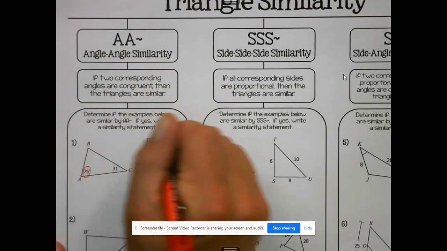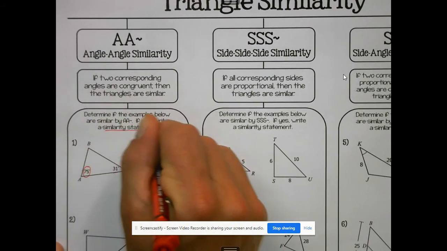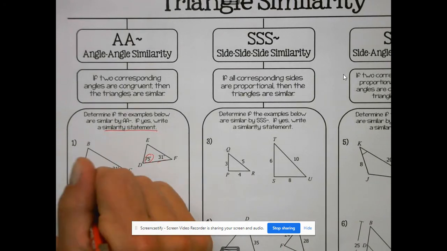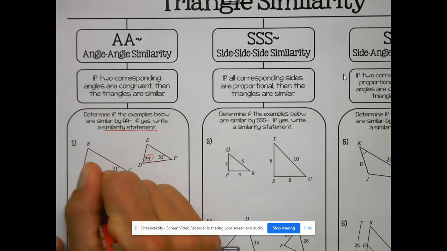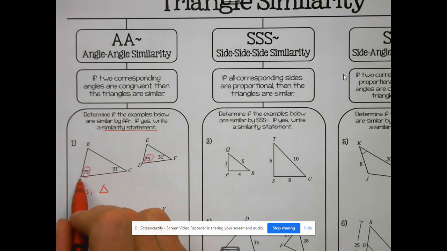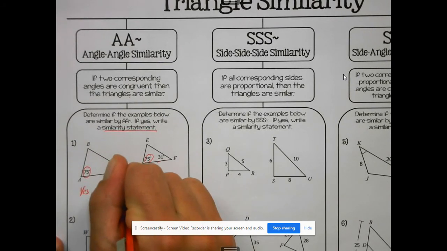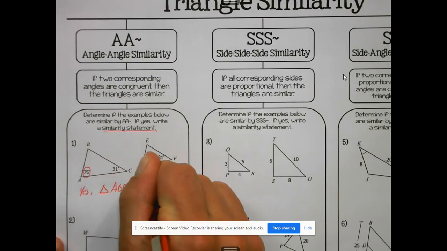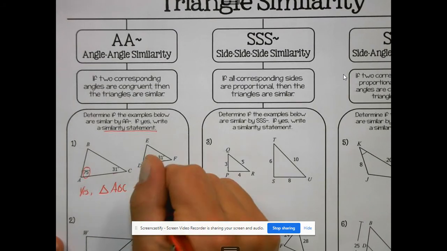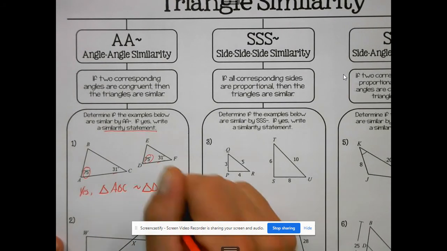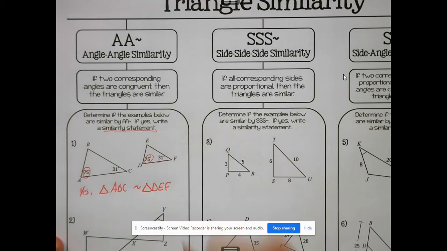But if it's a yes, we have to write a similarity statement. So the answer is yes. First triangle in the order, I'll go ABC, similar sign, and then match them up. A matches with D, B matches with E, and C matches with F.